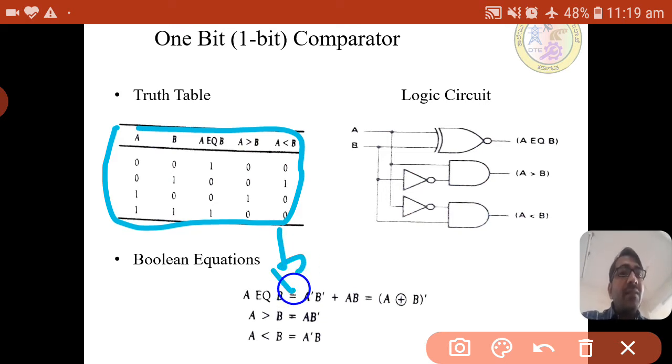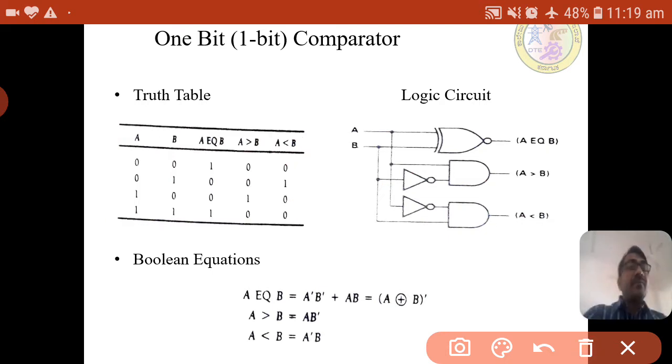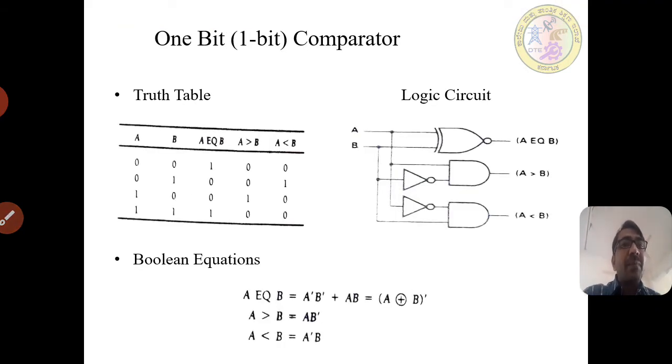Based on the Boolean equation you can write the logic circuit. If A and B are inputs, A equal to B is XNOR, and A greater than B is A B bar. So A is directly here and B bar is here, and A B bar is A greater than B. And A bar B, A bar and B directly going to an AND gate, is A less than B. So this is with respect to the 1 bit comparator: truth table, logic circuit and Boolean equation.